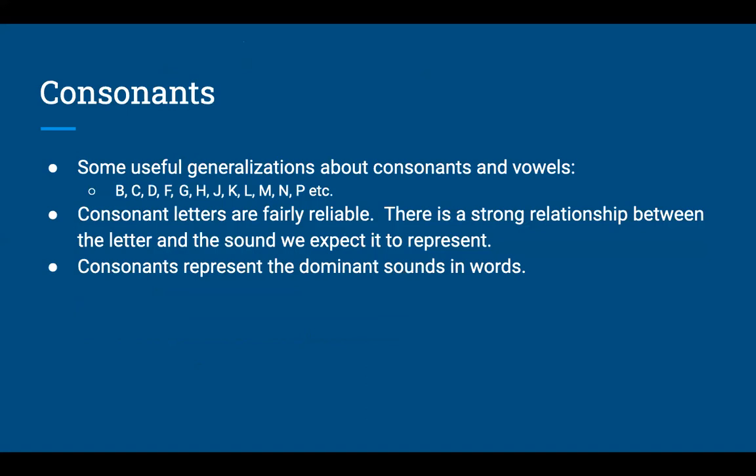All right, so then these are just some general things about consonants. Some useful generalizations about consonants and vowels. Consonants are obviously like the B, C, D, F, G, everything that is not a vowel. Consonant letters are fairly reliable. There's a strong relationship between the letter and the sound we expect it to represent. And consonants basically are what represents the dominant sounds in words. So when you're saying a word, you hear the consonants.